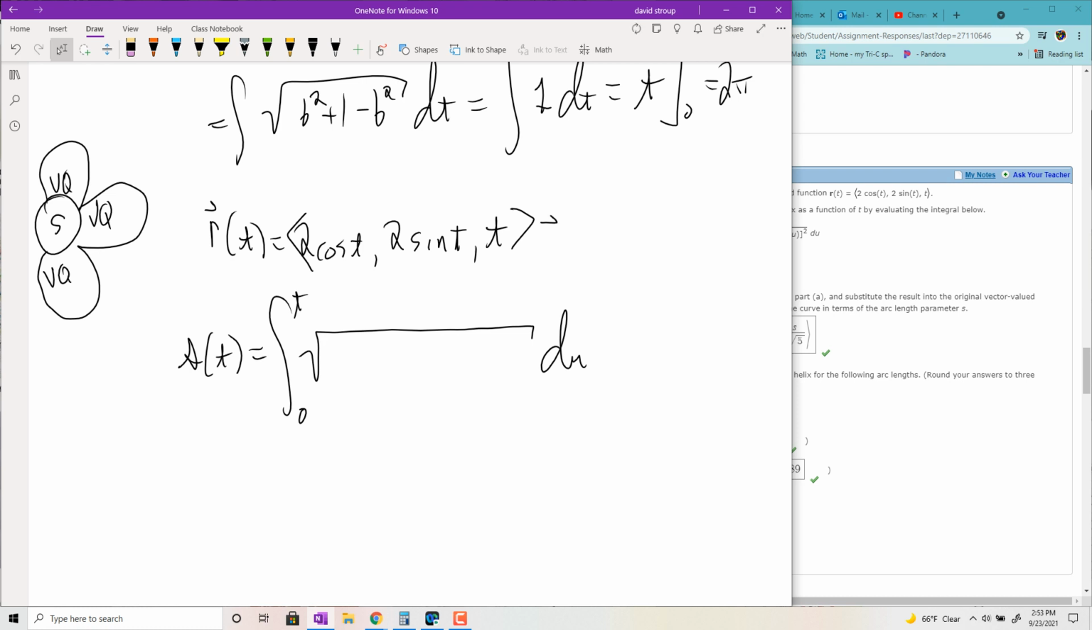So I'm going to need the derivative. R prime of t is equal to negative 2 sine t, 2 cosine t, and then 1. So plugging the squares of those into the square root here, I have 4 sine squared, and I'm going to use my dummy variable u, and then plus 4 cosine squared u plus 1.